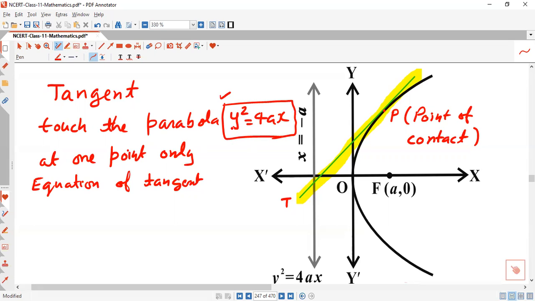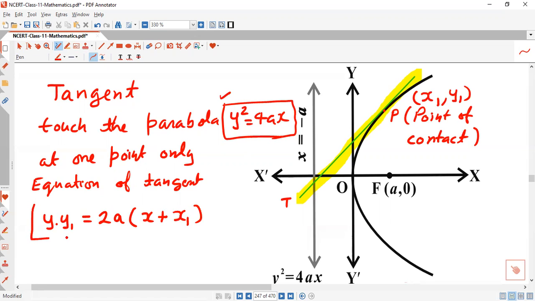Let's say this is y square, and the point of contact is x1 comma y1. So this equation will come out as y into y1, that is y y1, equal to 4a divided by 2, that is 2a, into x plus x1. This is the equation of the tangent.